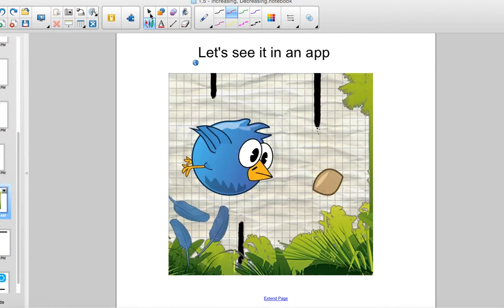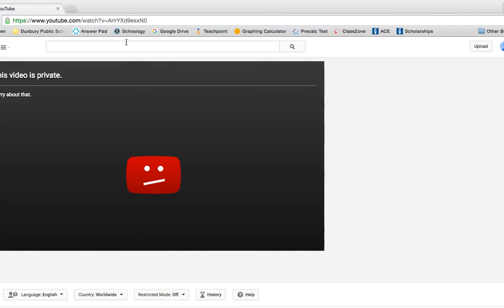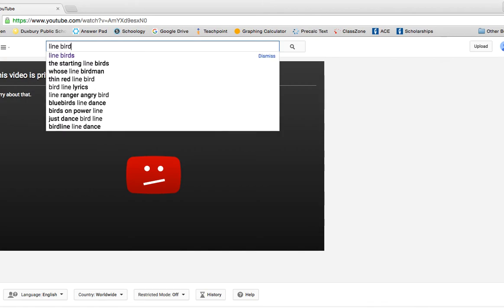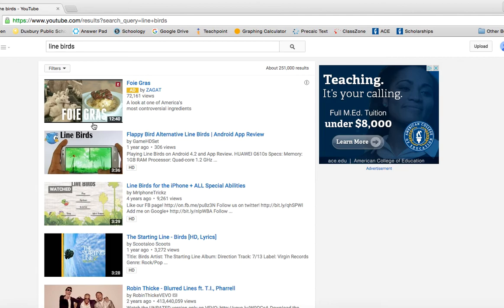How does this work in real life? Well, I had this, but it didn't work the last time I opened it. But it's this app called Linebird. Somebody said there's one called Featherbirds. I'm sure it's kind of the same thing.